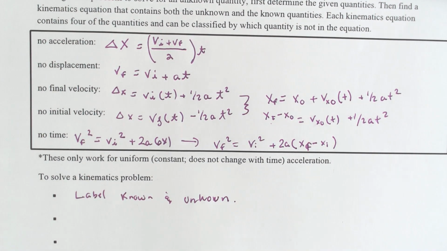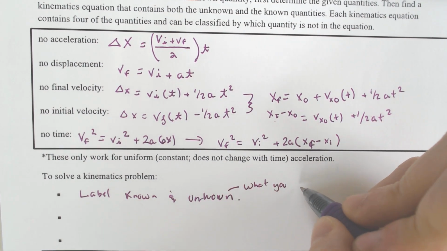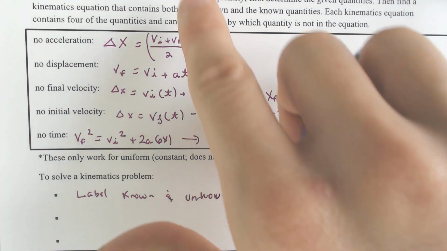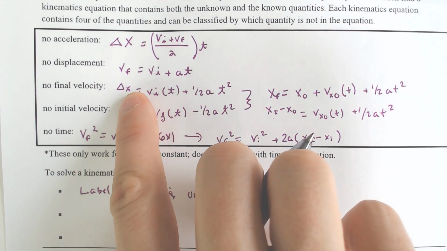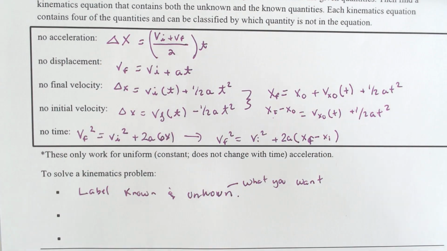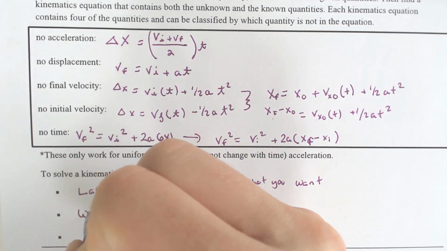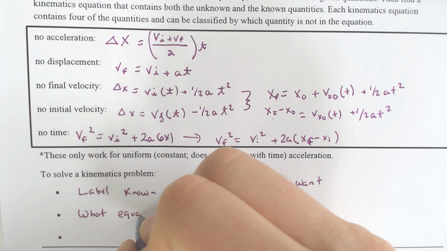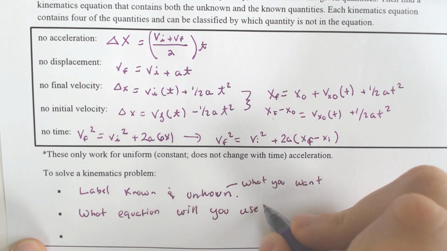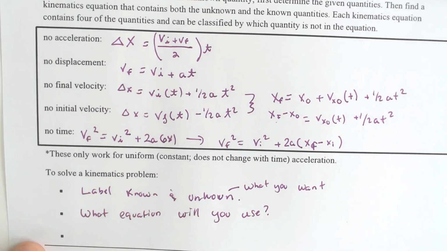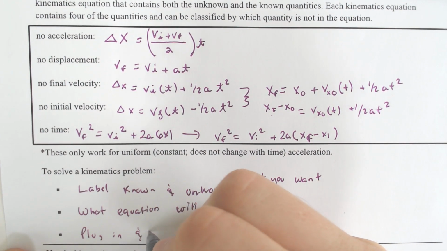After you've labeled your known and unknown, the unknown would be what you want. Then you have to figure out which of these equations, 1, 2, 3, 4, 5, potentially 6, if you think about delta x versus xf minus x0, which are technically slightly different. Which equation or formula will you use? You need to figure that out. And then after you figure out what equation you're going to use, plug it in and solve.